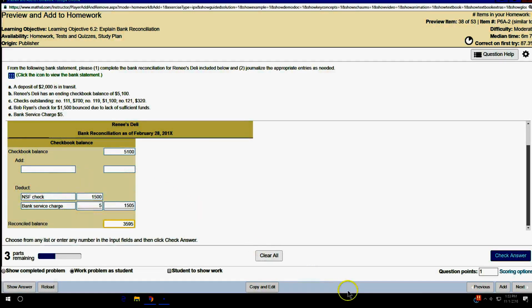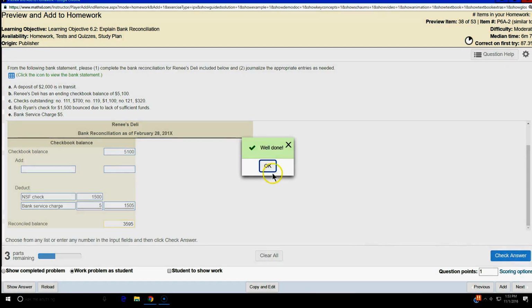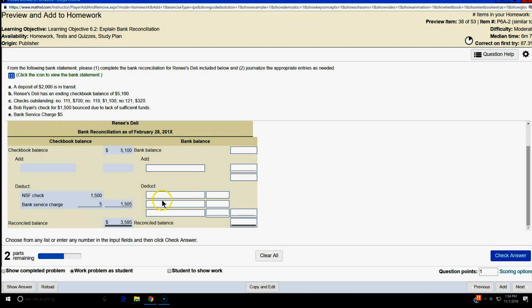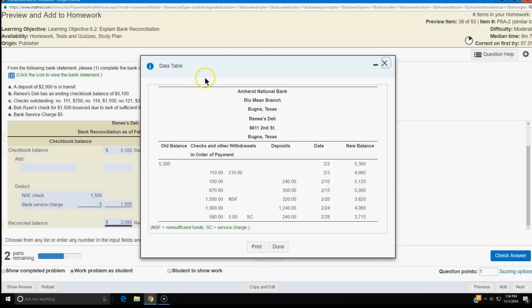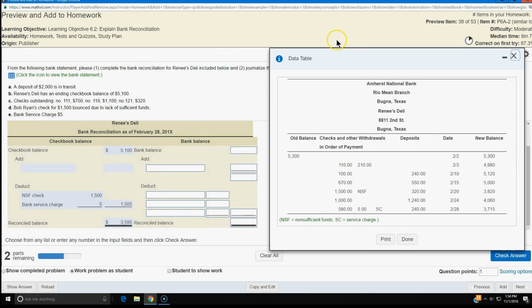Okay, so let's make sure that I did that right. And they say, well done. Okay, let's go to the other side then. That comes up immediately. So what I need here in order to get the bank balance is to bring up the bank statement, which you can see.